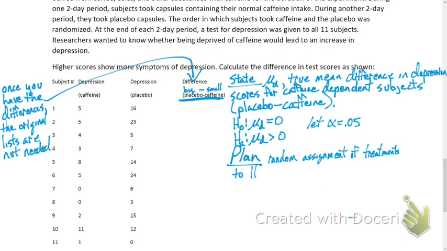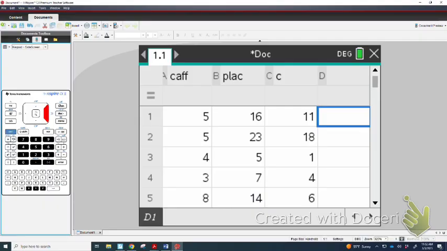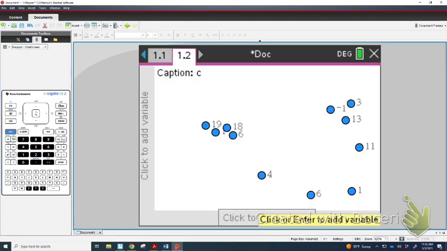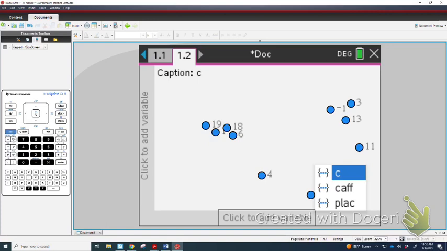To 11 subjects. Now the bad thing is we only had 11, which is less than 30. But what you will typically see in a situation like this, when the sample size is too small, is a graph. So on your calculator, go to a home screen and click graph, and we want to graph C, the differences.